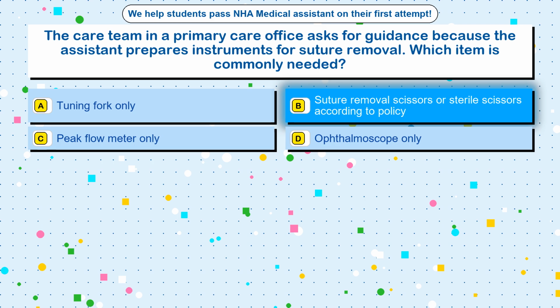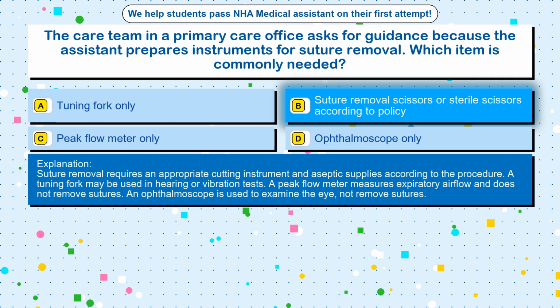Suture removal scissors or sterile scissors according to policy. Suture removal requires an appropriate cutting instrument and aseptic supplies according to the procedure. A tuning fork may be used in hearing or vibration tests. A peak flow meter measures expiratory airflow and does not remove sutures. An ophthalmoscope is used to examine the eye, not remove sutures.